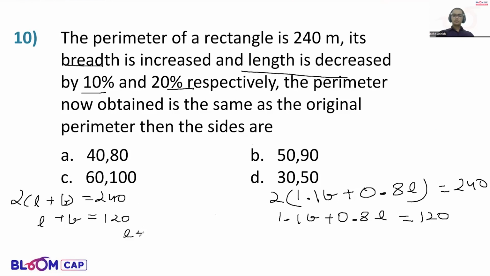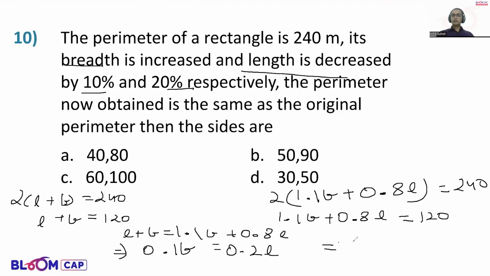Let's just say that L plus B is equal to 1.1B plus 0.8L. I will move B from here to here and we move L from here to here. So this will become 1.1B minus 1B, which is 0.1B. 1L minus 0.8L becomes 0.2L. Now this should give you a good enough hint. Therefore, this means that B is equal to 2L.